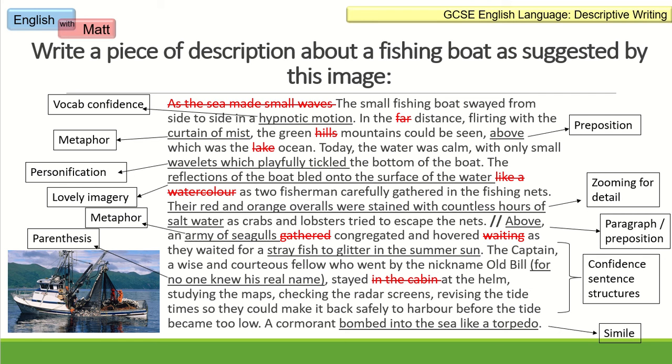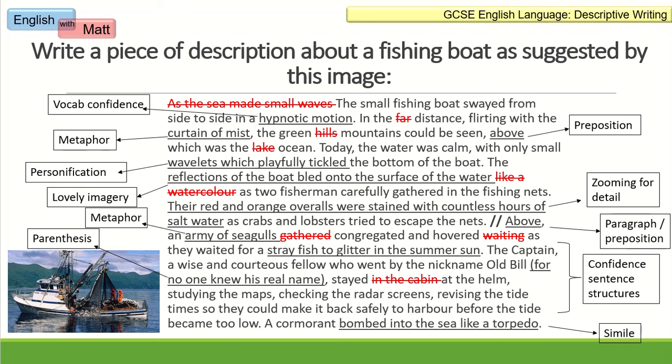So if I was just to read through this: The small fishing boat swayed from side to side in a hypnotic motion. In the distance, flirting with the curtain of mist, the green mountains could be seen, above which was the ocean. Today the water was calm, with only small wavelets which playfully tickled the bottom of the boat. The reflections of the boat bled onto the surface of the water as two fishermen carefully gathered in the fishing nets. Their red and orange overalls were stained with the countless hours of salt water as crabs and lobsters tried to escape the nets. And then paragraph there.